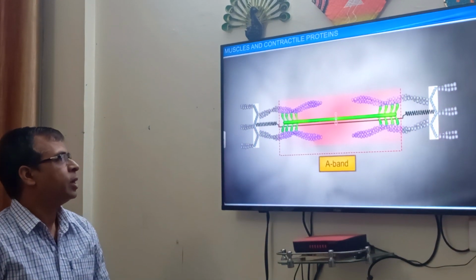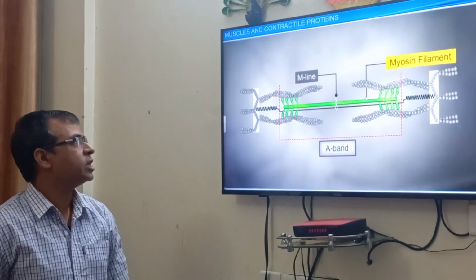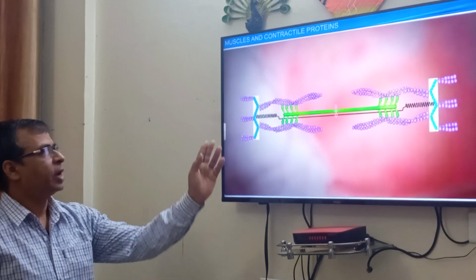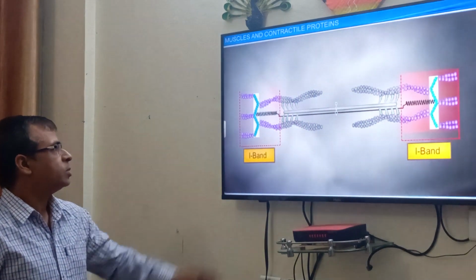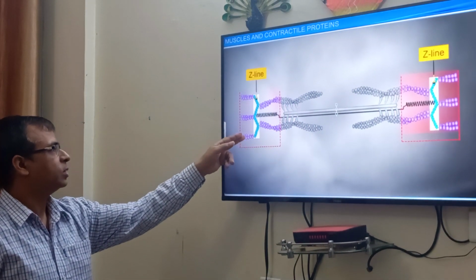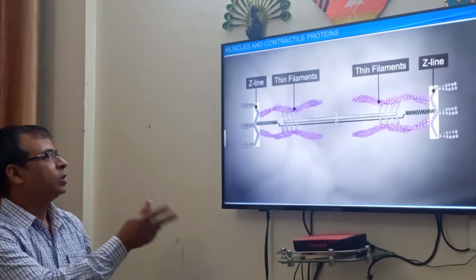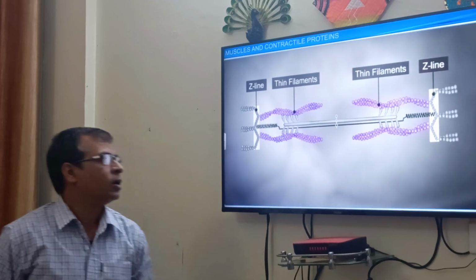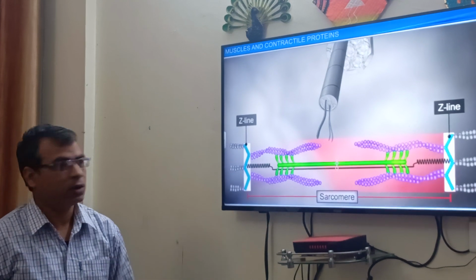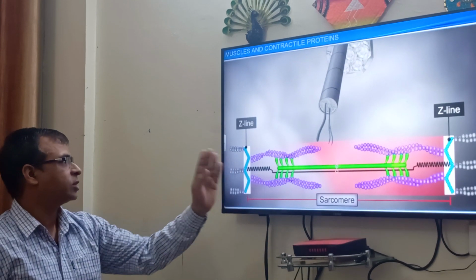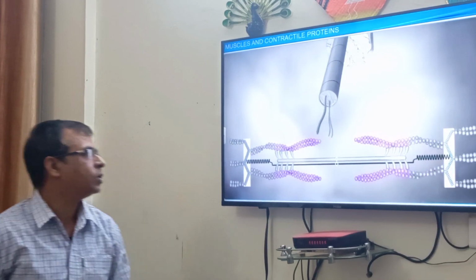This A band is bisected by a fibrous membrane, that is the M line. This is attached with the myosin, and this I band is bisected by the Z lines. These are elastic Z lines. The portion between two successive Z lines is called the structural unit of contraction, that is called the sarcomere. You can see this in these diagrams also.